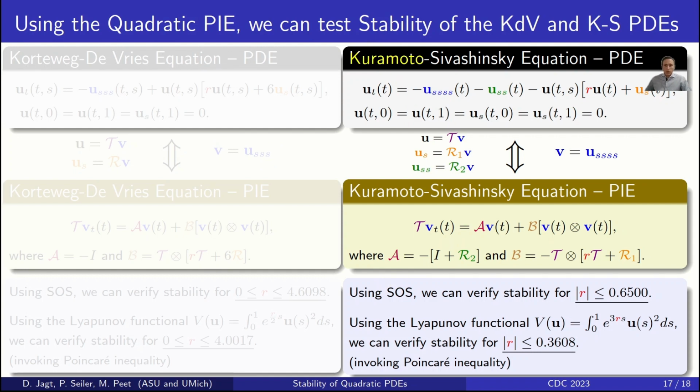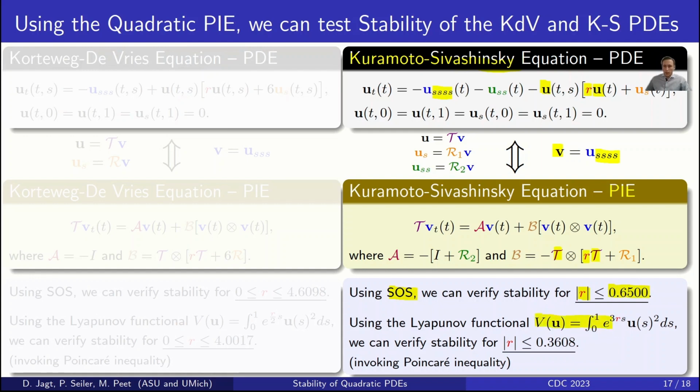Finally, consider the Kuramoto-Sivashinsky equation, where now we have a fourth-order spatial derivative of the state. Then we can derive an equivalent PI representation, where the fundamental state is given by this fourth-order derivative of the state. And again, we've introduced another quadratic reaction term here, which also appears in our PI representation. And using the SOS approach, we can verify stability whenever this value R is smaller than 0.6500.